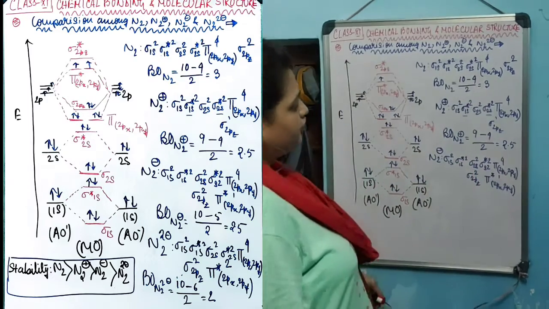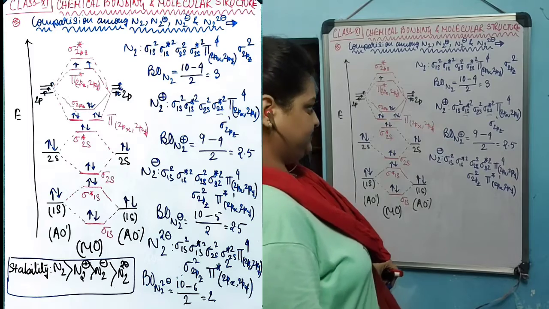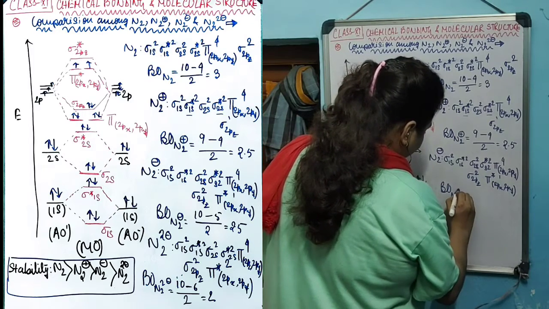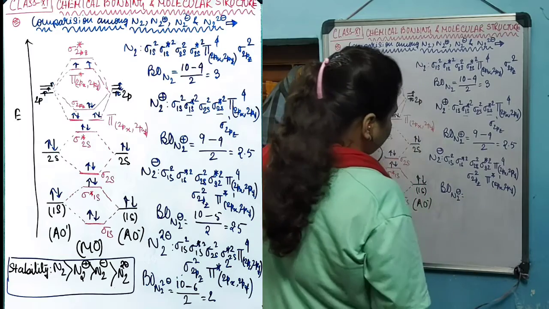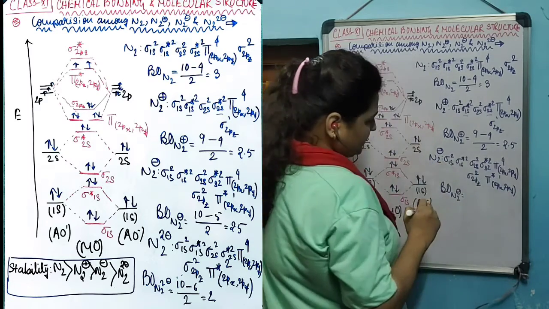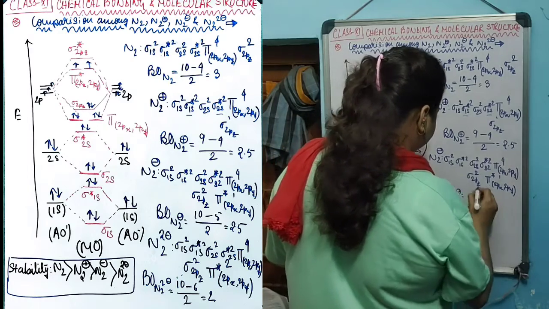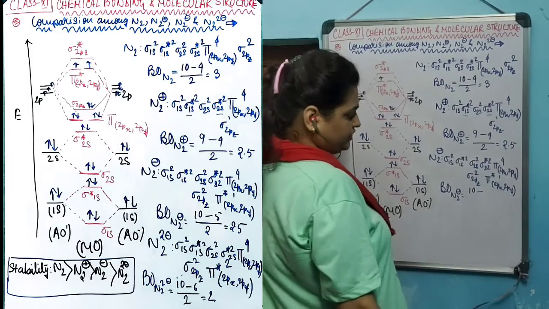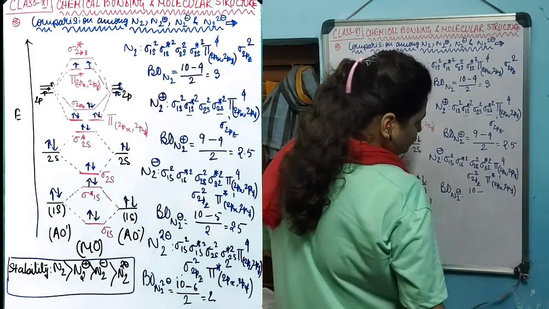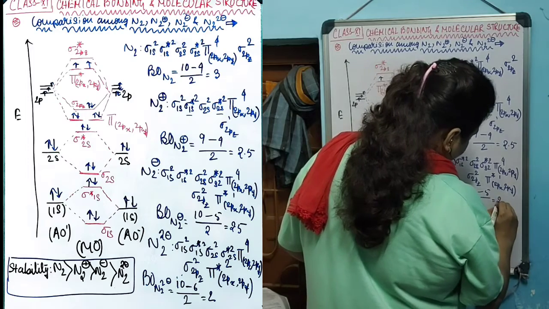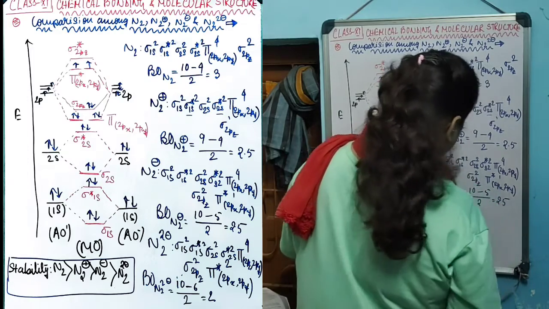This is the electronic configuration for N2 minus, and the bond order for N2 minus is 2, 2, 4, 4 and 4, 8, 8 and 2, 10, minus the number of antibonding electrons: 2 and 2, 4, 4 and 1, 5. This will give 2.5 bond order.